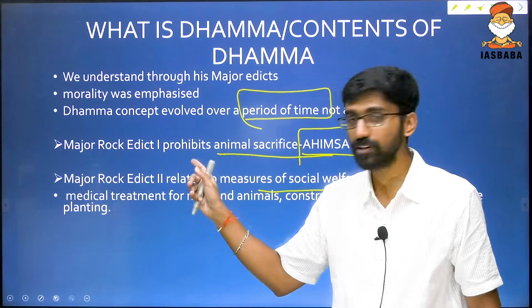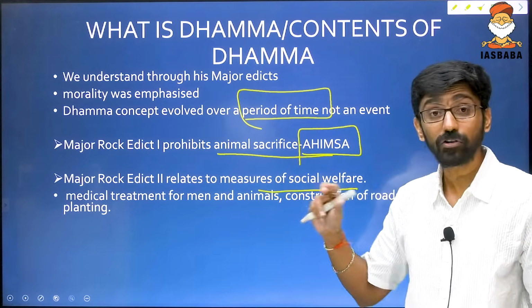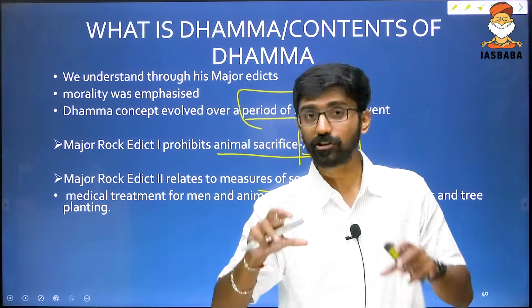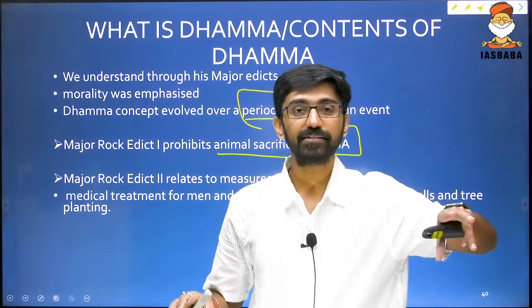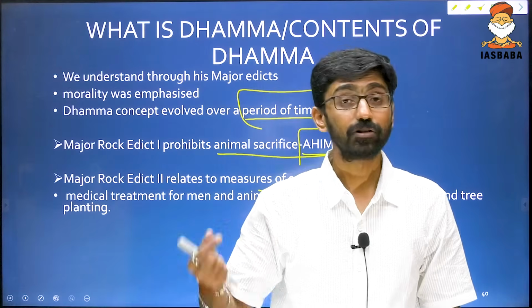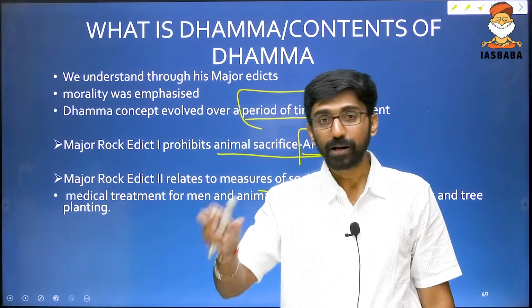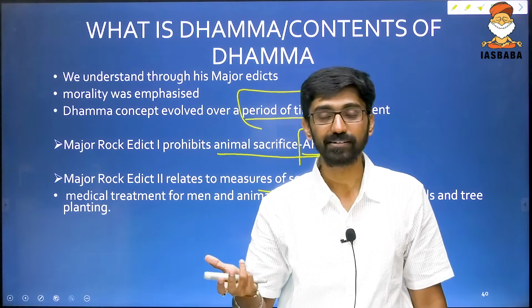So major rock edict 1 prohibits animal sacrifice and talks about ahimsa. And secondly, it talks about the responsibility of the government also. What Ashoka thought was that it was not just the responsibility of the people to bring that righteousness or universal social order, it is also the responsibility of the government, the responsibility of the state, to bring harmonious relationships instead of instigating one community against another.